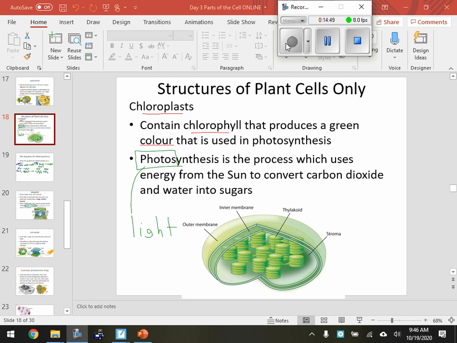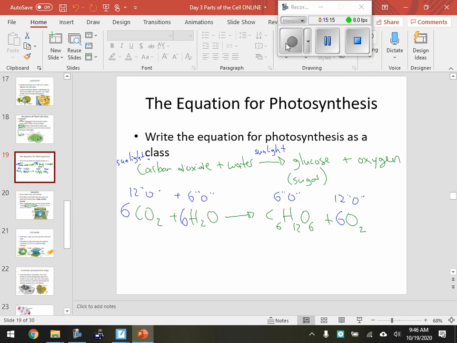They contain chlorophyll that produces a green color and is used in photosynthesis. Photosynthesis is the process in which we use energy from the sun to convert carbon dioxide and water into sugars. We should write down the chemical equation for this. Maybe up by chloroplast, where it says chloroplast, because right underneath is vacuoles and there's not a lot of room. Let's write in this chemical equation here. The chemical equation for photosynthesis looks a little something like this, right?